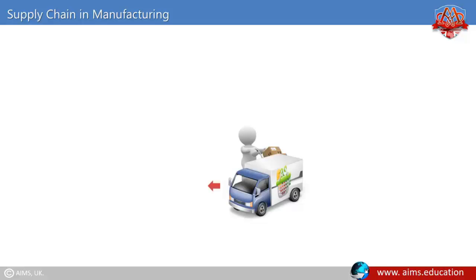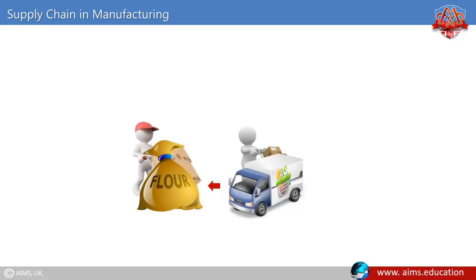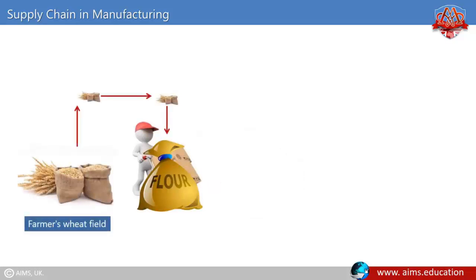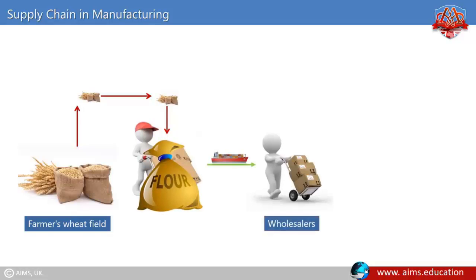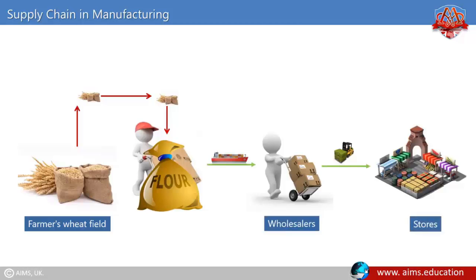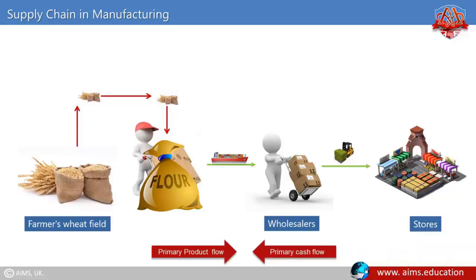For example, a Tier 1 supplier might be a wholesale food distributor that purchases flour from its own supplier. This supply chain for flour starts from the farmer's wheat field, which is supplied to the food distributor, processed in a plant, shipped to wholesalers, and distributed to the stores. No matter how far you travel toward the left, you will never run out of new tiers of suppliers. Primary product flows from left to right, and primary cash flows from right to left.